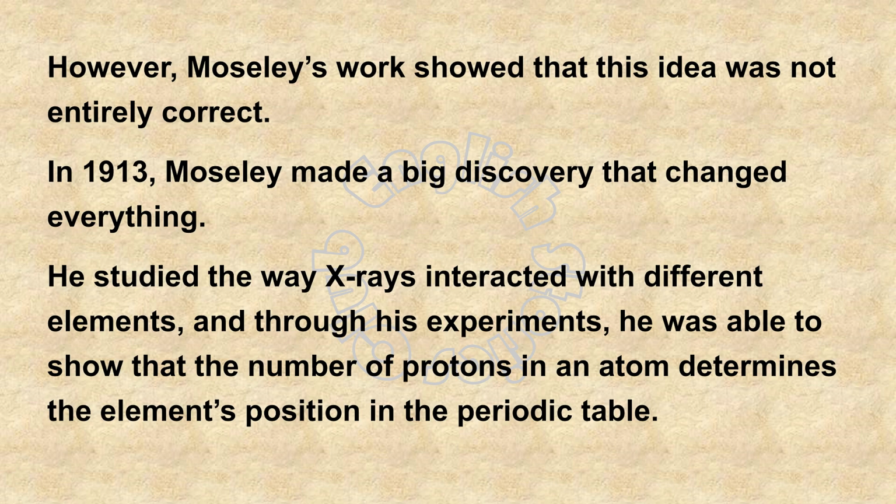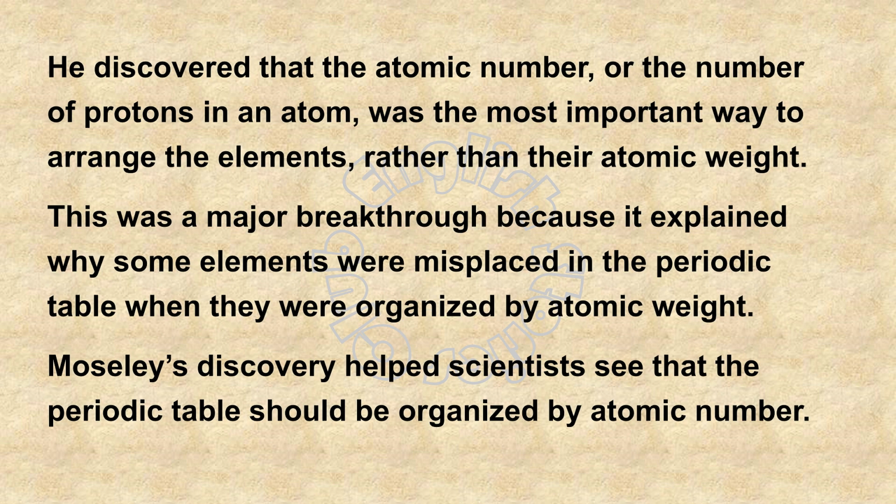In 1913, Moseley made a big discovery that changed everything. He studied the way X-rays interacted with different elements, and through his experiments, he was able to show that the number of protons in an atom determines the element's position in the periodic table. He discovered that the atomic number, or the number of protons in an atom, was the most important way to arrange the elements, rather than their atomic weight.